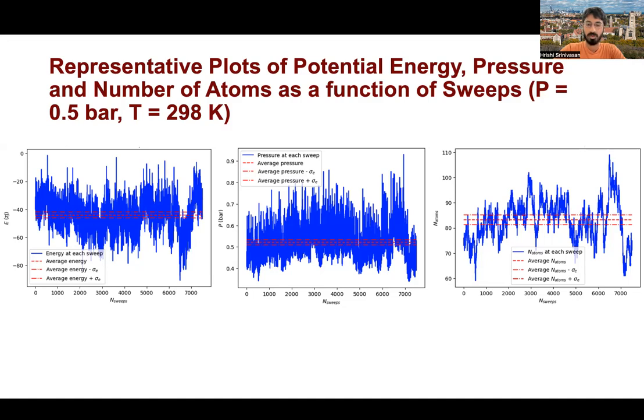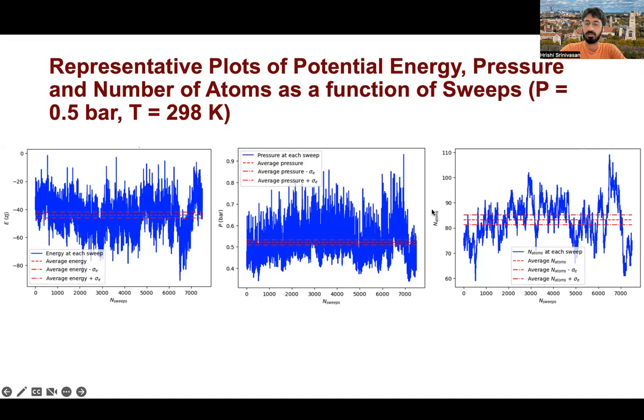It's around 0.52 or 0.53 bar, and although it's not within plus or minus 1 sigma of 0.5, it is within plus or minus 3 sigma of 0.5, as I'll show on the next slide. So we can say that it's equilibrated somewhat successfully.